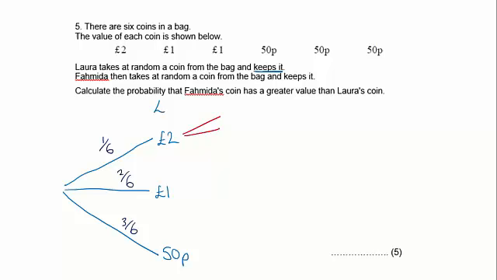So if Laura picks out a £2 coin, from there, Famida can't pick out a £2 coin. It's impossible. But she can pick out a £1 coin or a 50p coin. Why is it impossible to pick out a £2 coin? Because Laura took out the only £2 coin. And if Laura's kept that £2 coin, Famida can't pick it out. So she can either pick out a £1 or a 50p. Now, Laura's got that £2, so we've only got 5 coins left. So the probability of picking a £1 is going to be 2 out of 5, and the probability of picking 50p is going to be 3 out of 5.